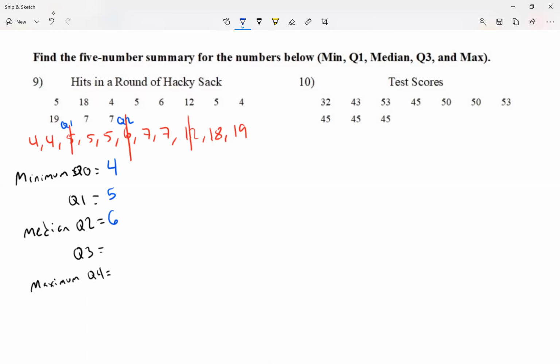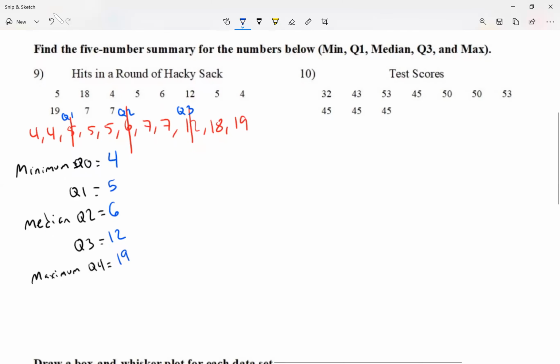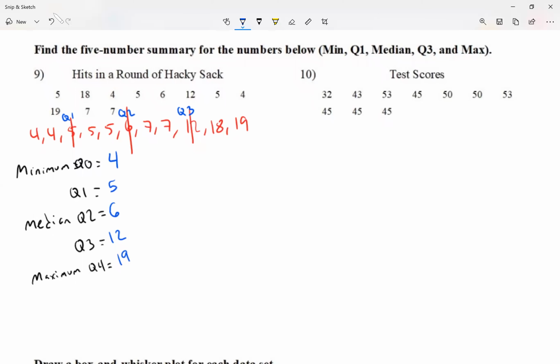My quarter 3, you can see that's what I was making these lines. Quarter 3 is right here. In this case, it happens to be 12. So my third quartile is 12. And my maximum, or quarter 4, like people say, is the biggest number. The number at the end is 19.